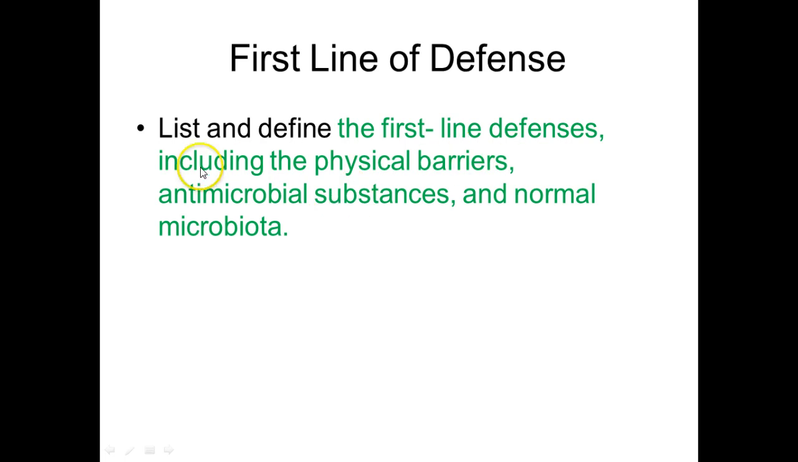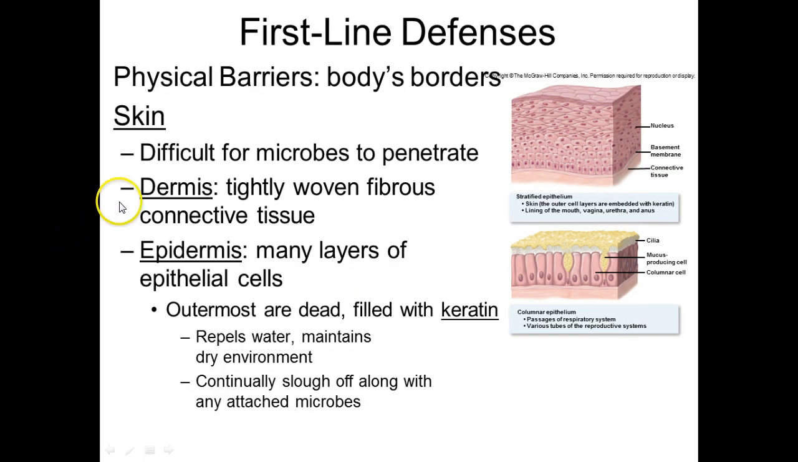So our first line defenses include the physical barriers we just talked about, right? So our skin, the mucus. But there are antimicrobial substances associated with some of these areas of our body, and we have normal microbiota, actually normal microorganisms living on and within our bodies, and them being there helps protect us. So our skin, as I said, is very difficult to penetrate. The dermis is very tightly woven, fibrous connective tissue, right? So this is a very sealed up wall to help protect us.